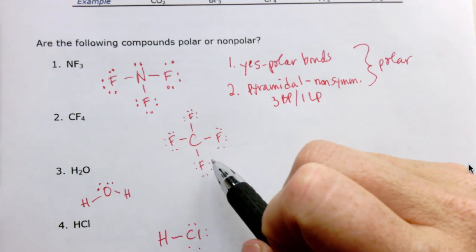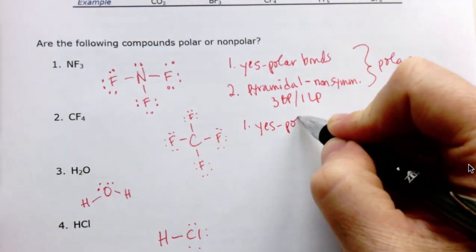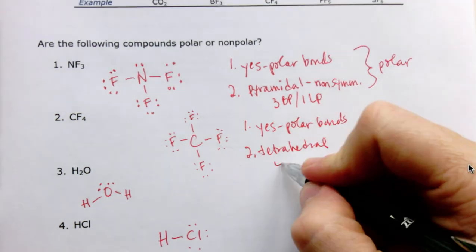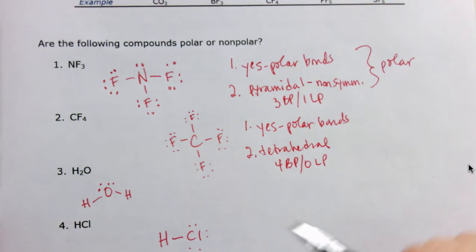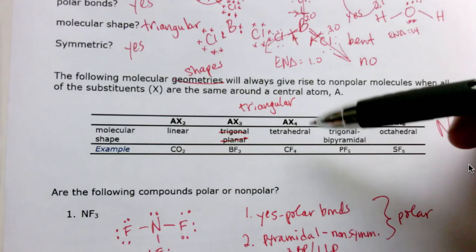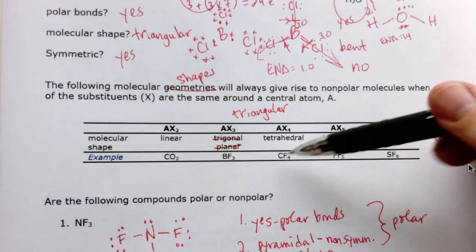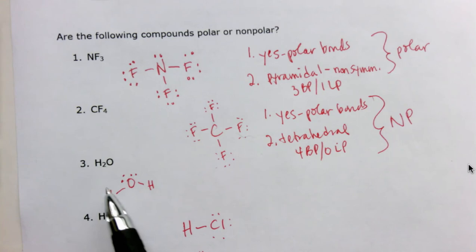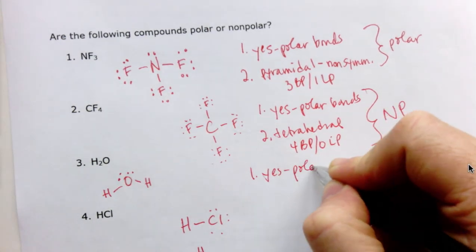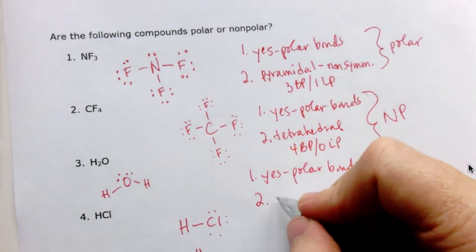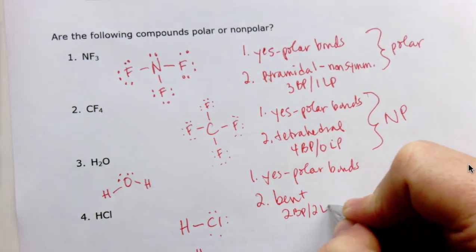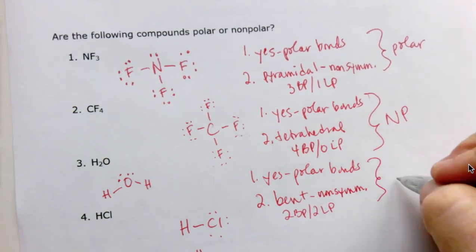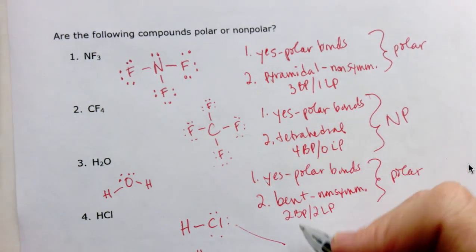All right, let's do the same thing for CF4. Yes, we have polar bonds. The shape is tetrahedral because you have 4 bonded pairs, 0 lone pairs. Because of this shape, and because everything's the same, it's this case here. So CF4 is nonpolar. Okay, water, you have yes to polar bonds, and the shape is bent, 2 bonding pairs, 2 lone pairs, so that's non-symmetrical, so this is polar.